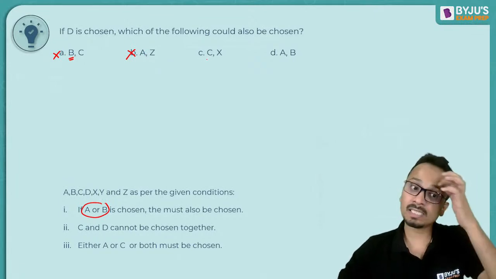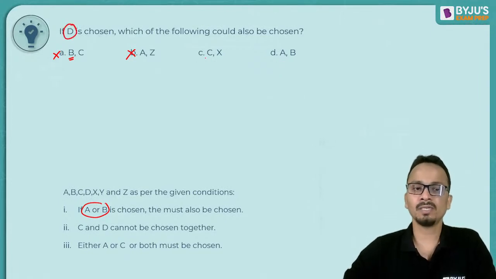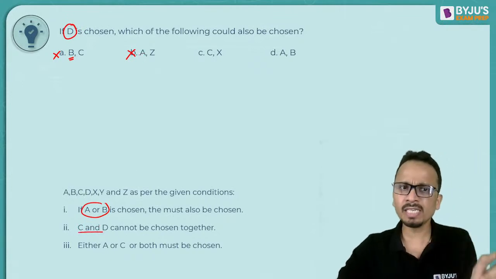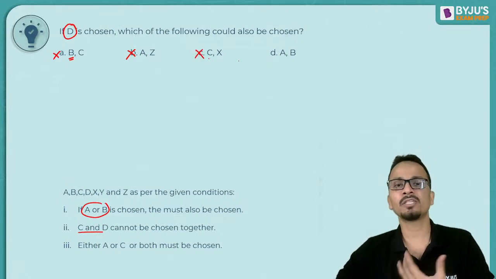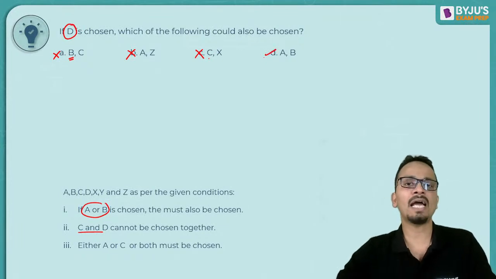They are selecting C and X. Now, what is the problem with this? C and X, A and B. Now, D is already selected. Condition number 2 says that C and D cannot be selected together. So if D is selected, C cannot be selected. So option C is removed on that basis. Now option D is the only one left and will be the correct answer.